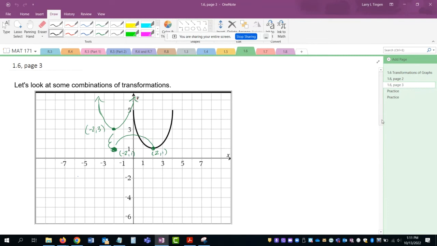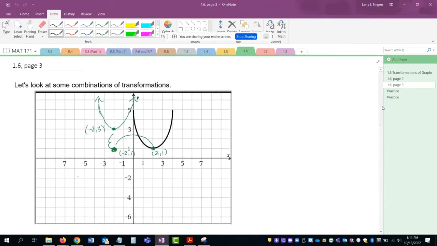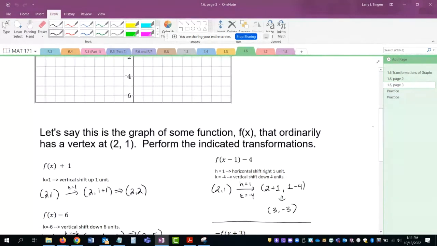All right, so we looked at translations, and we talked about them in terms of moving left and right, moving up and down, and then also converted that to, if I'm going to shift right 1 unit, that means H needs to be 1. If I'm going to shift down 4 units, that means K needs to be -4. And then H affects X, K affects Y, so we make those changes to our coordinates.